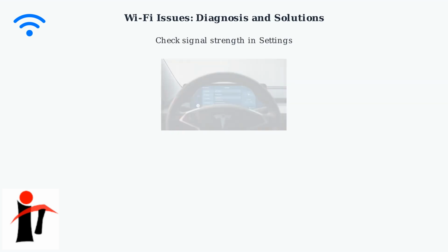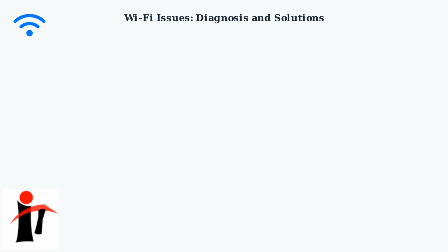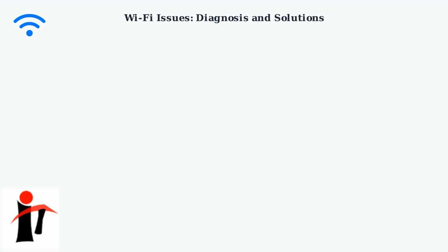Check your Wi-Fi signal strength within the car's settings by navigating to Controls, then Software, then Wi-Fi settings. A signal strength below -70 dBm can cause interruptions. Signal strength is measured in dBm. Here's a reference for what different levels mean.